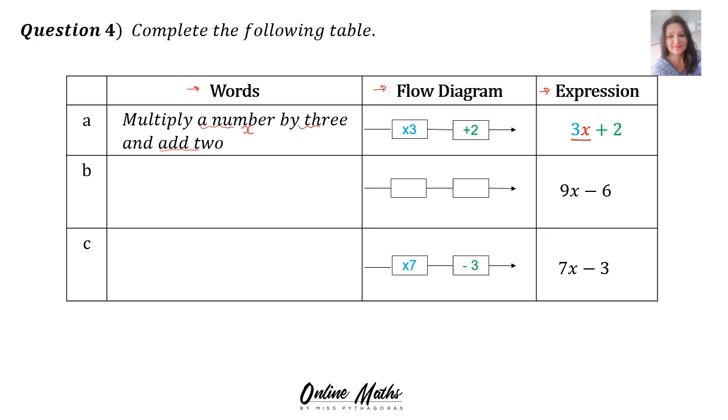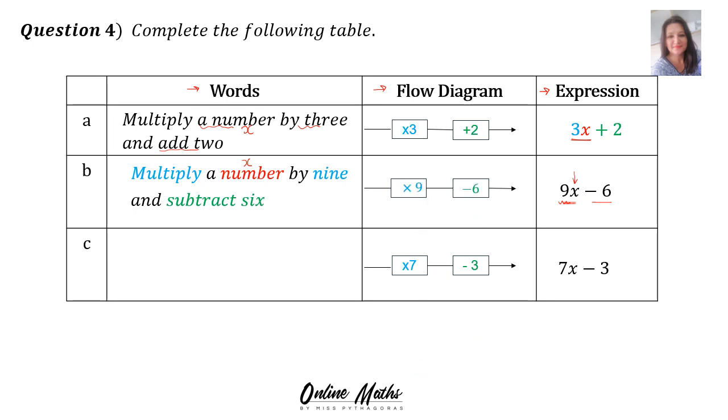So let's go to the words first. Let's decide. What can you see here? Can you see that there's x, a number that was multiplied by 9, and then 6 was subtracted. So in words, it will be multiply a number by 9 and subtract 6. And remember, a number is x. And then the flow diagram will be times 9, minus 6.